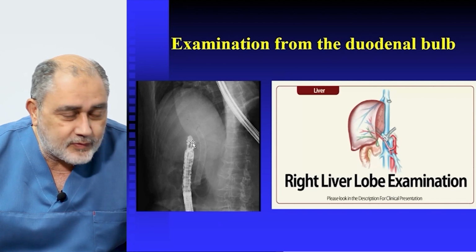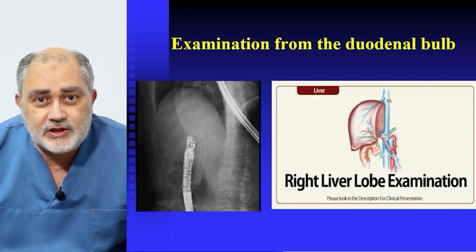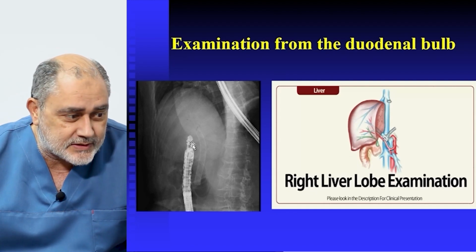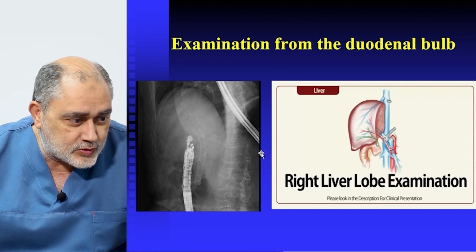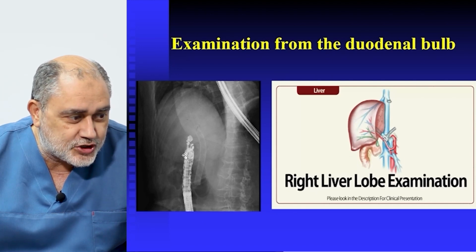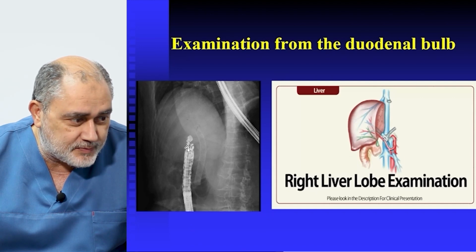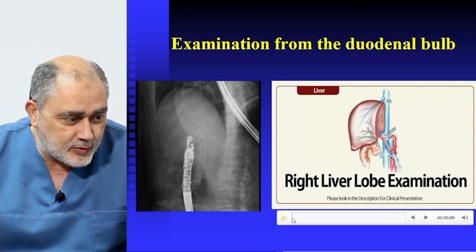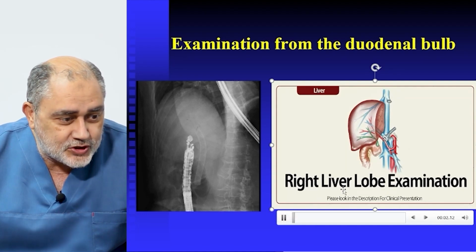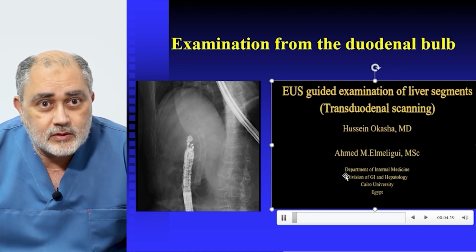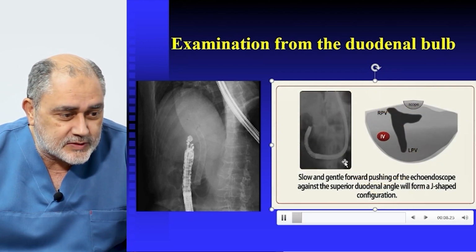We push the tip of the echo endoscope located in the bulb and push it gradually and very gently against the superior duodenal angle. So the echo endoscope will take the J-shape pattern. So this is the echo endoscope J-shaped located in the bulb of the duodenum, and then we will start to do very gentle counterclockwise rotation in this position.